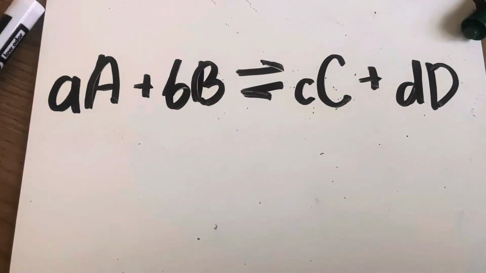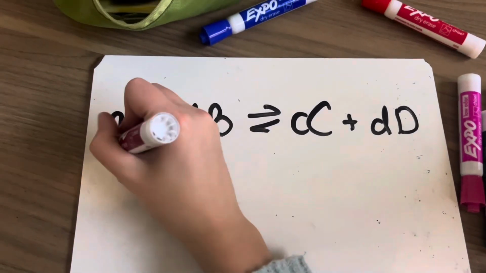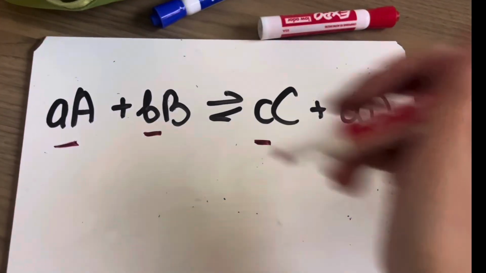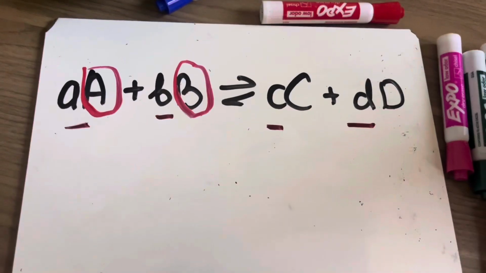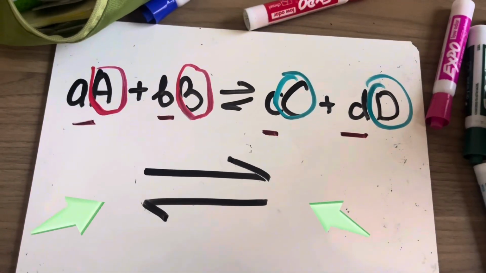Well, consider the following reaction. The lowercase letters represent your stoichiometric coefficients. A and B represent your reactants, and C and D represent your products. Now, how do we express that this is an equilibrium reaction? All you have to do is just add the symbol.